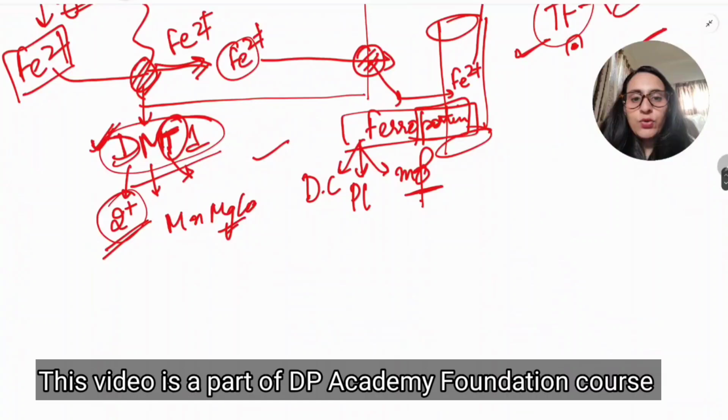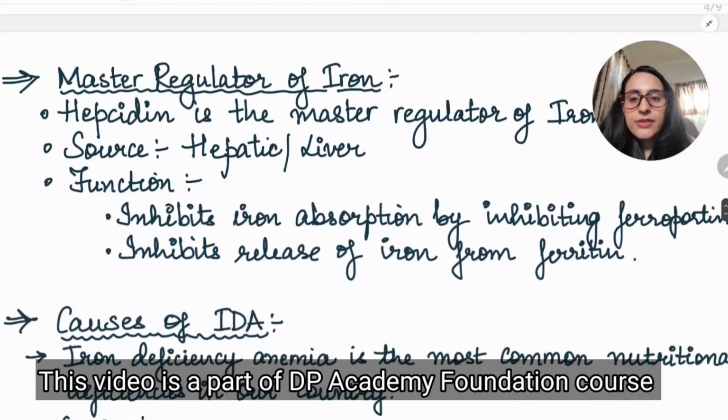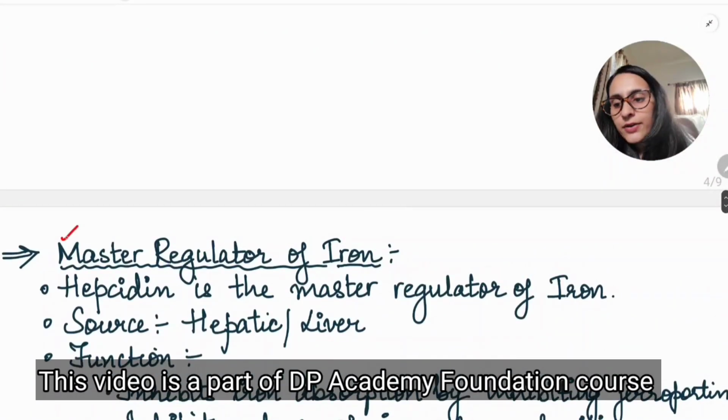So this is basically the cycle. How this iron is transported, how iron is absorbed. Who is the master regulator of the iron? The master regulator is the one we have not talked about. That is hepcidin. Remember the two things, hep and IN. IN means inhibitor.